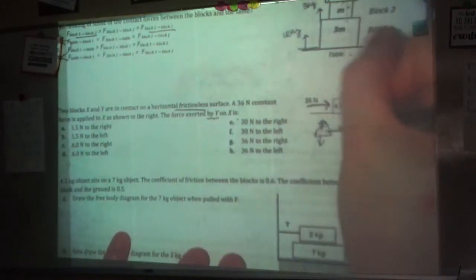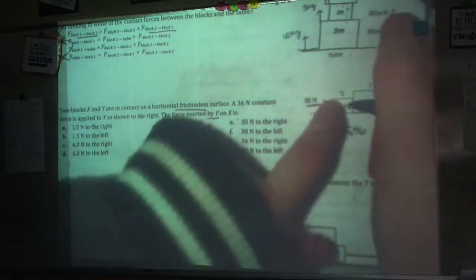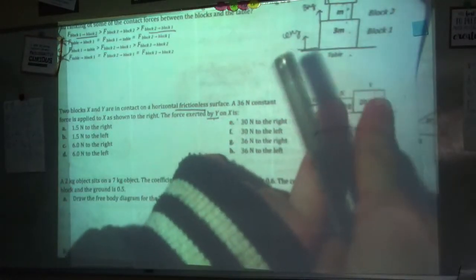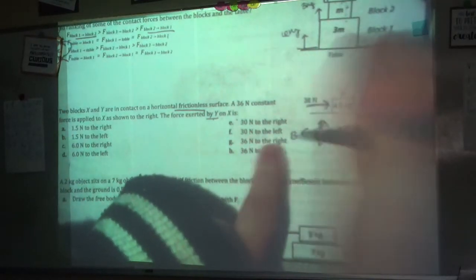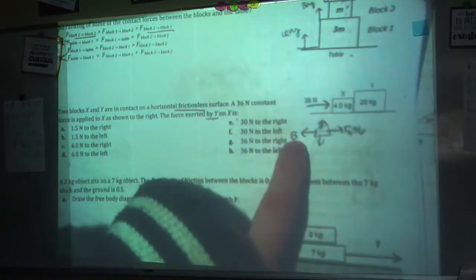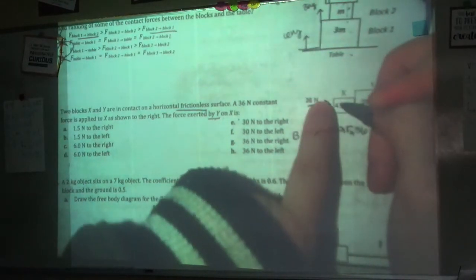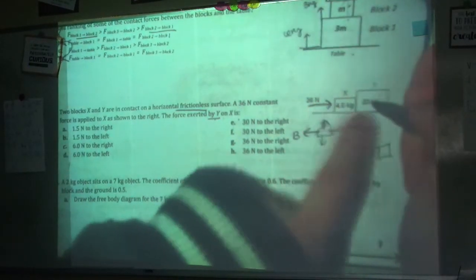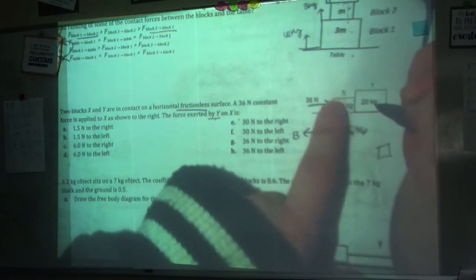And then this one feels an applied force of 36 newtons. And because block Y is sitting right here, it's pushing back on it. So I'm going to call this pushing back force the block force. And then the 20 kilogram block does not feel the 36, because the 36 is only exerted on this one. What box Y feels is the force of box X pushing on it.